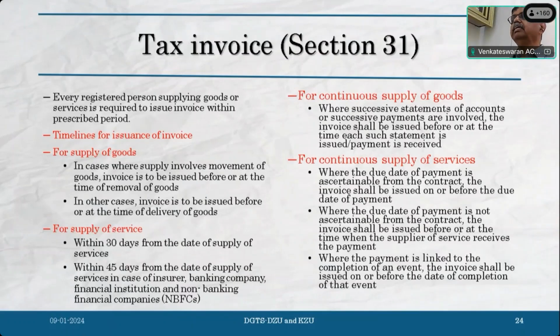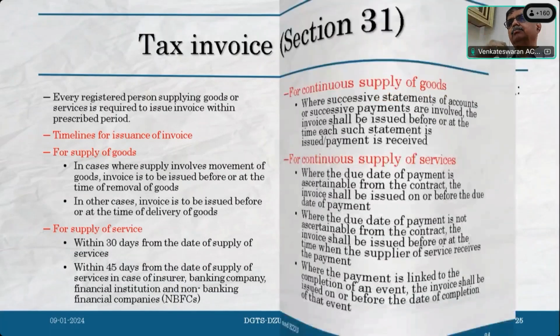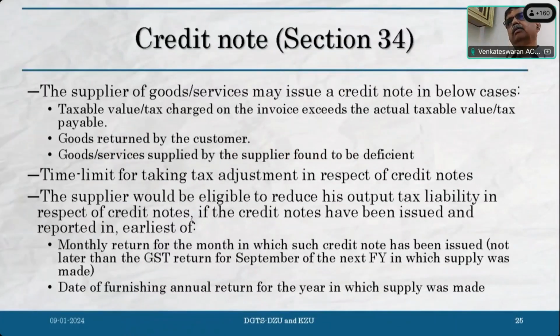For continuous supply, it is each and every event. For continuous supply of services, also at each and every completion of provisions, you have to issue invoices. These are the time requirements for the issuance of invoices. Then, please understand that in the GST scenario, the credit note and debit note are from the supplier's point of view.